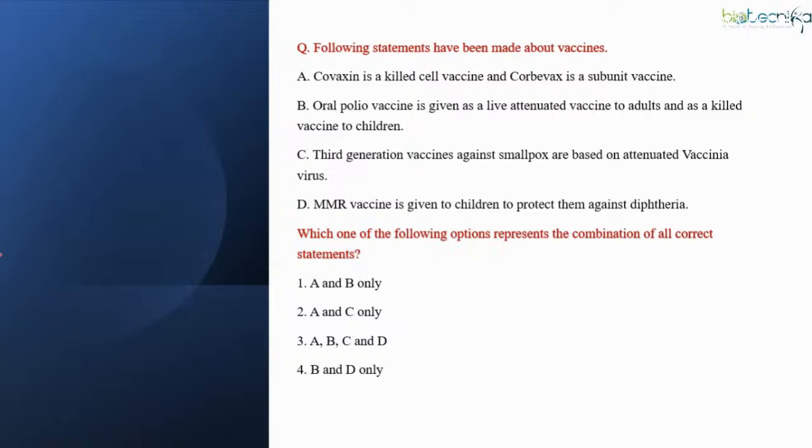Now, yet another question related to vaccines, and this is a recent question. Following are some statements made about vaccines. Covaxin is a killed cell vaccine. Corbevax is a subunit vaccine.